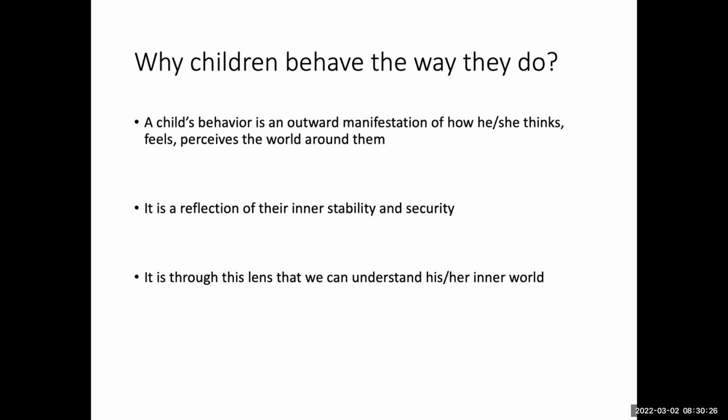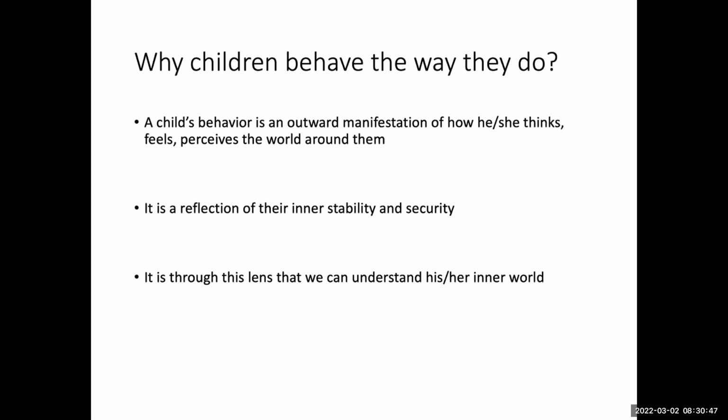Sometimes what adults feel, they might not show it in their behavior. Okay, so behavior is a reflection of the children's inner stability and security. So this inner stability and security is in itself actually a reflection of the attachment levels that they have with their parental figures.